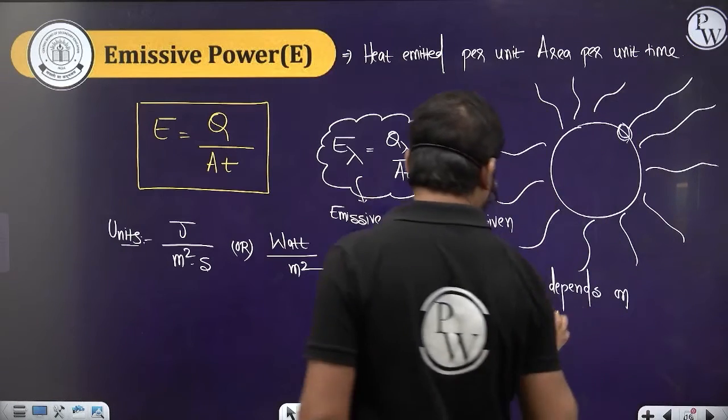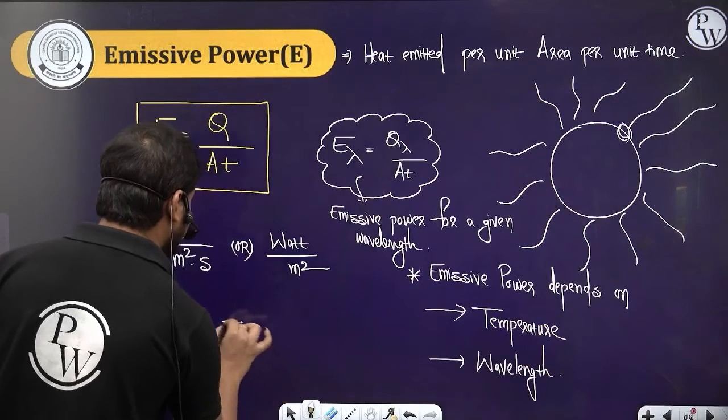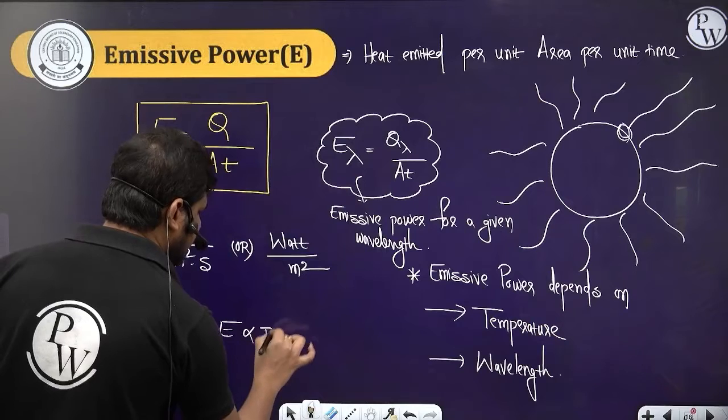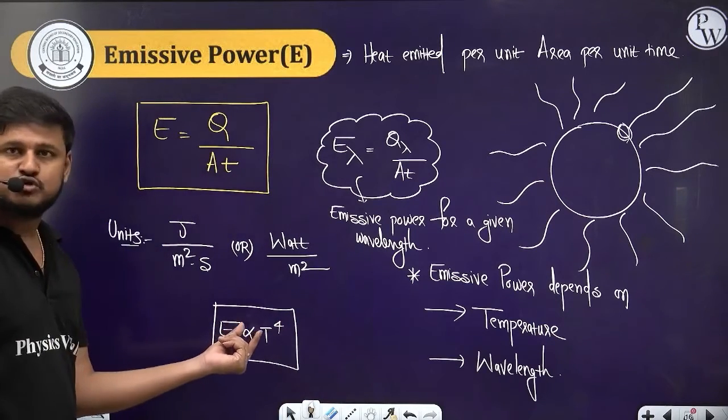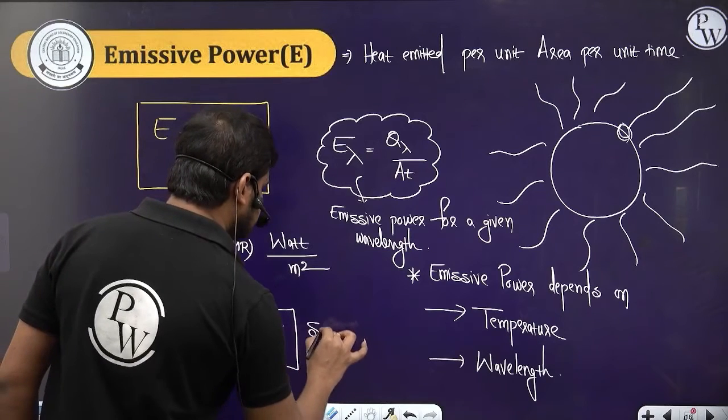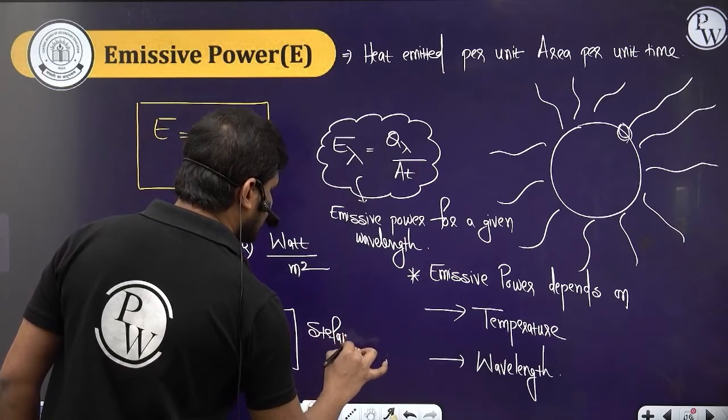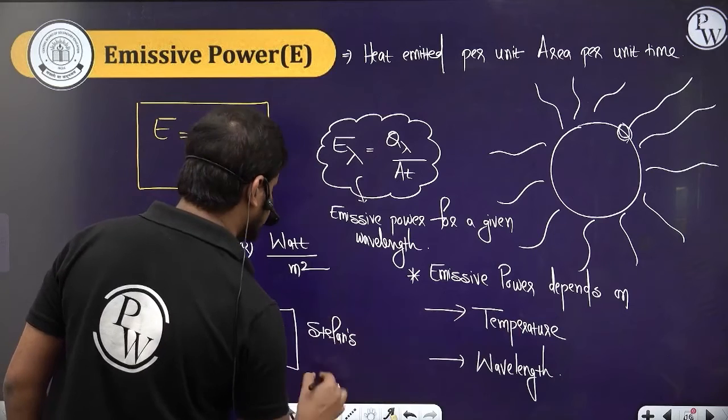Actually, the temperature relation you can also study from Stefan's law. Next class we are going to discuss Stefan's law, where the emissive power is directly proportional to T to the power 4. So this is Stefan's law, how the emissive power depends on the temperature.